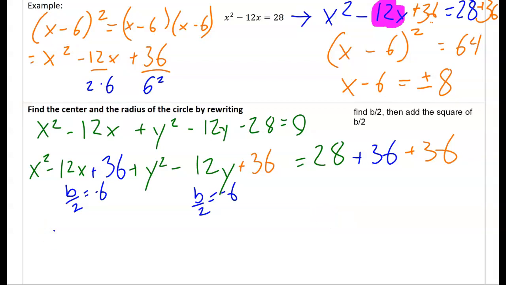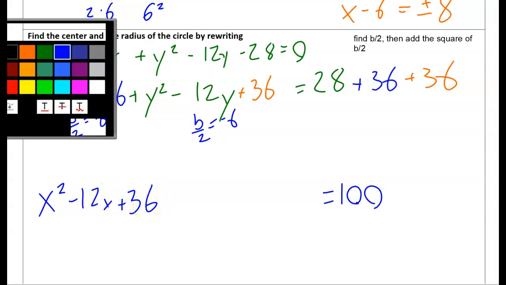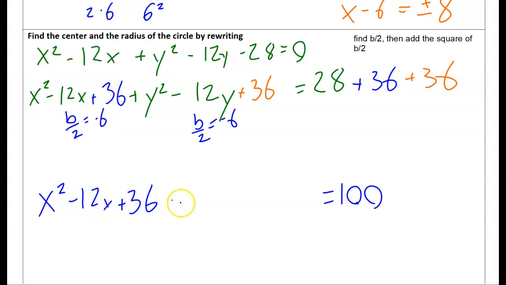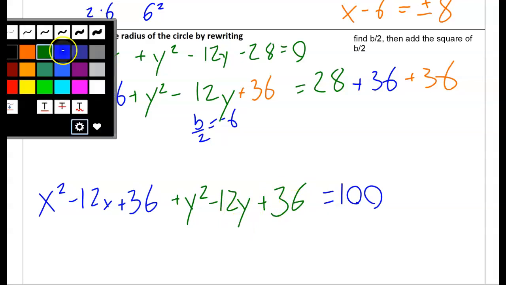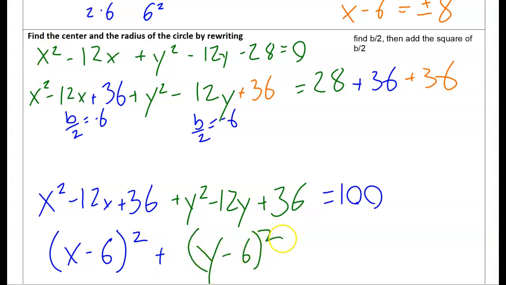Let's give myself a little bit more room here. So I have x squared minus 12x plus 36 is my first perfect square, and then my second perfect square is my y squared minus 12y plus 36. And then I can factor those out to my perfect squares, right? So I get x minus 6 squared is my first term, plus y minus 6 squared is my second term, all equal to my 100.